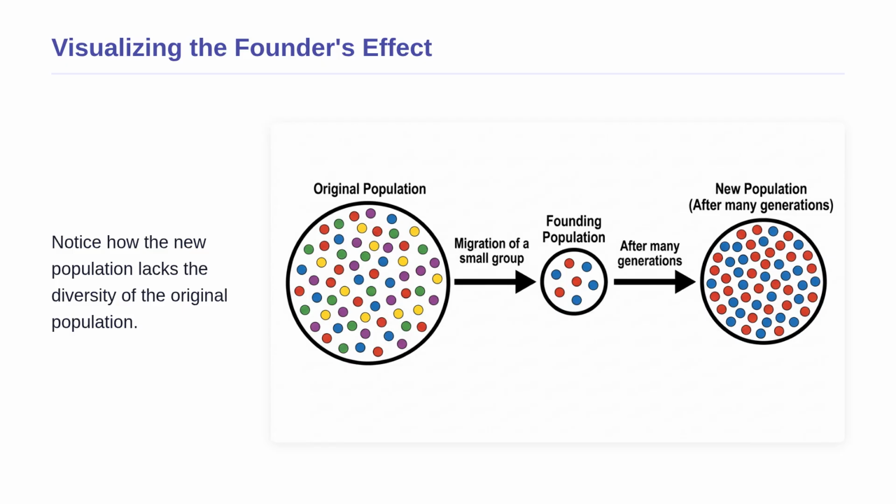Finally, look at the new population on the far right after many generations. It has grown in size, but it only contains the red and blue traits of its founders. The diagram perfectly captures how a bottleneck event permanently strips away genetic variation.